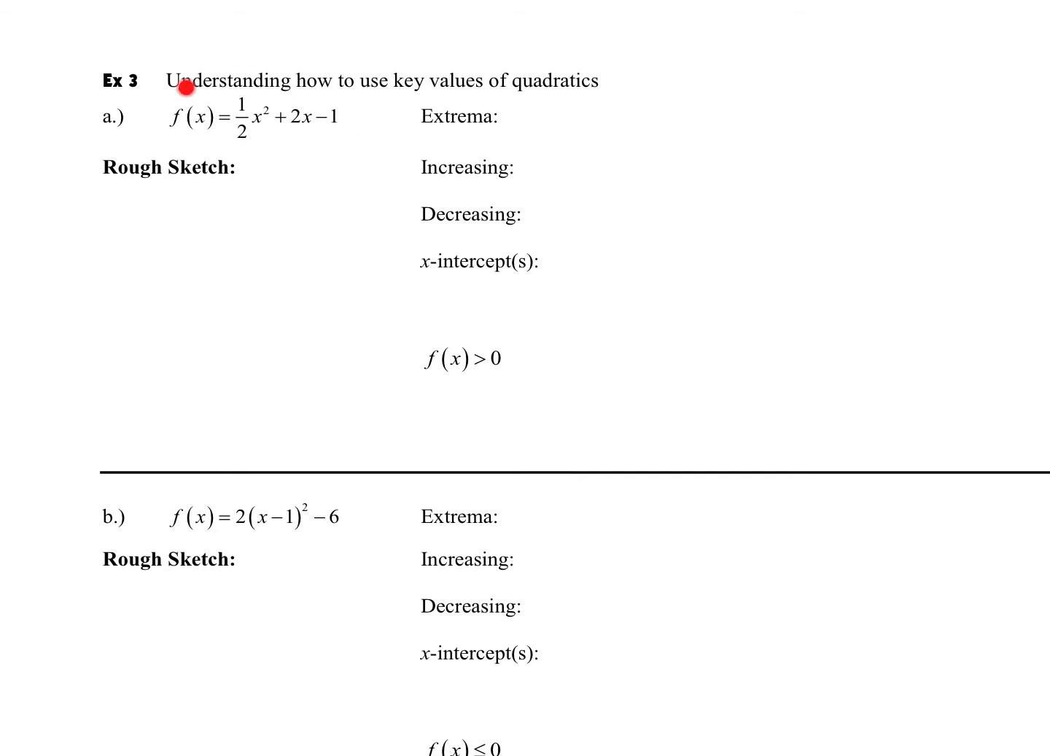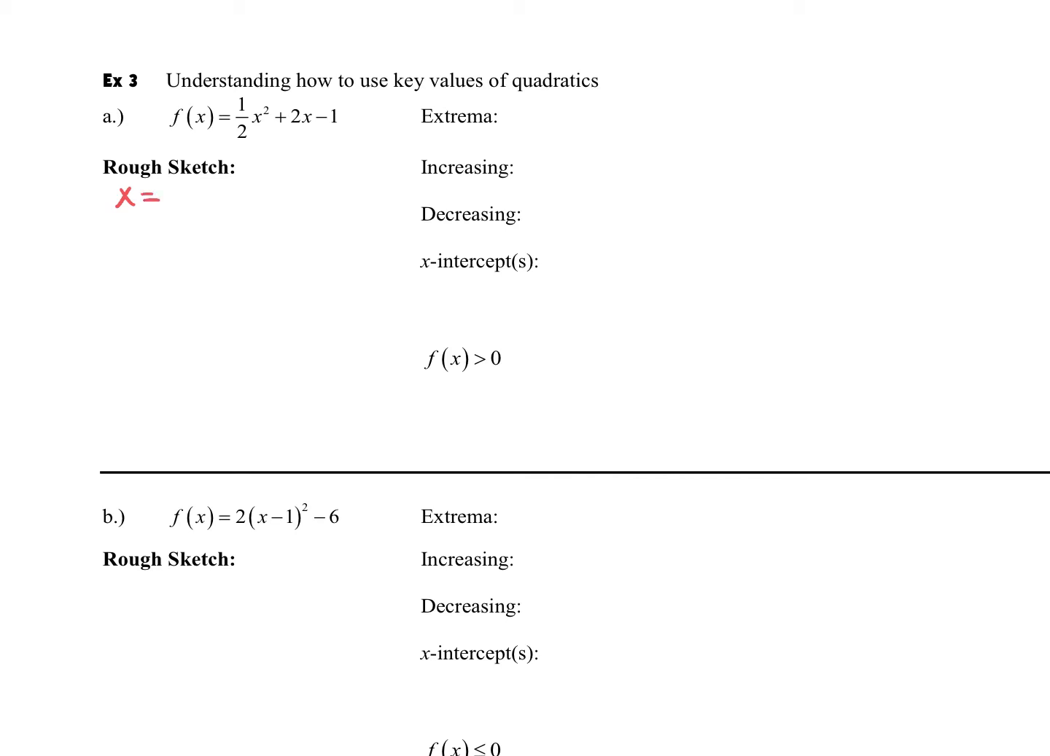So let's look at our different forms. I've got 3 different examples on this page. We're going to go through all 3. The first one here is in our good old standard form. And to find the vertex in standard form, I'm going to do this under the rough sketch area because we're going to use it here in a second.